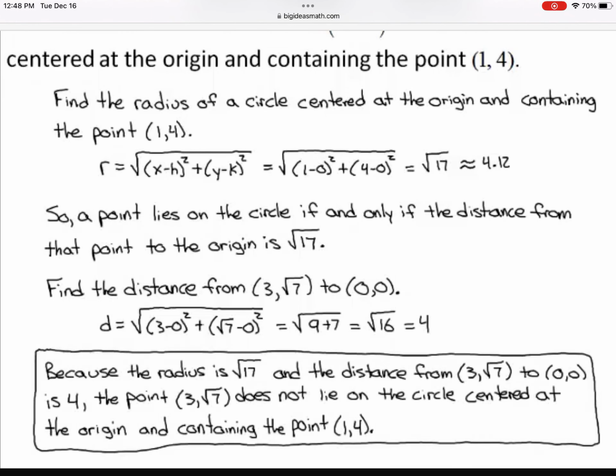Because the radius is the square root of 17 and the distance from 3, the square root of 7 to 0, 0 is 4, the point 3, the square root of 7 does not lie on the circle centered at the origin and containing the point 1, 4.